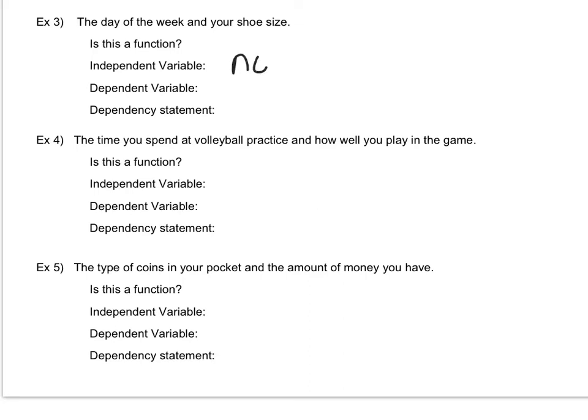That is not a function statement. They are not related in any way. So write that down and write no. All right, example 4. The time you spend on a volleyball practice and how well you play in the game.